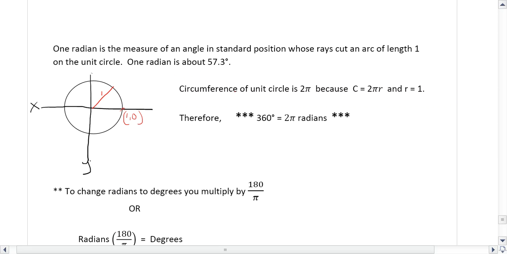This picture just shows you what 1 radian looks like. You don't need to know this. 1 radian is about 57 degrees. So this angle represents 1 radian.